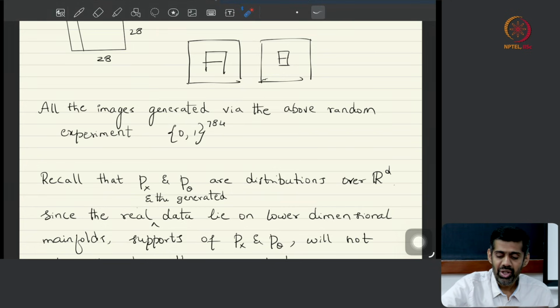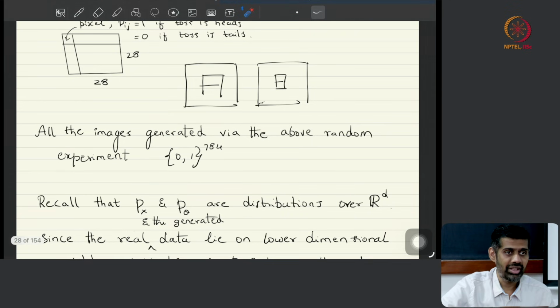Correct. So the question that I want to ask is, if I do this random experiment, what are the odds that I end up getting the MNIST data set? The MNIST data set can be binarized. Let us say that the MNIST data set only has white and black pixels. If I do this random experiment, what are the odds that I get the MNIST data set? You can imagine it is very low, correct? Okay. Now why am I saying this?